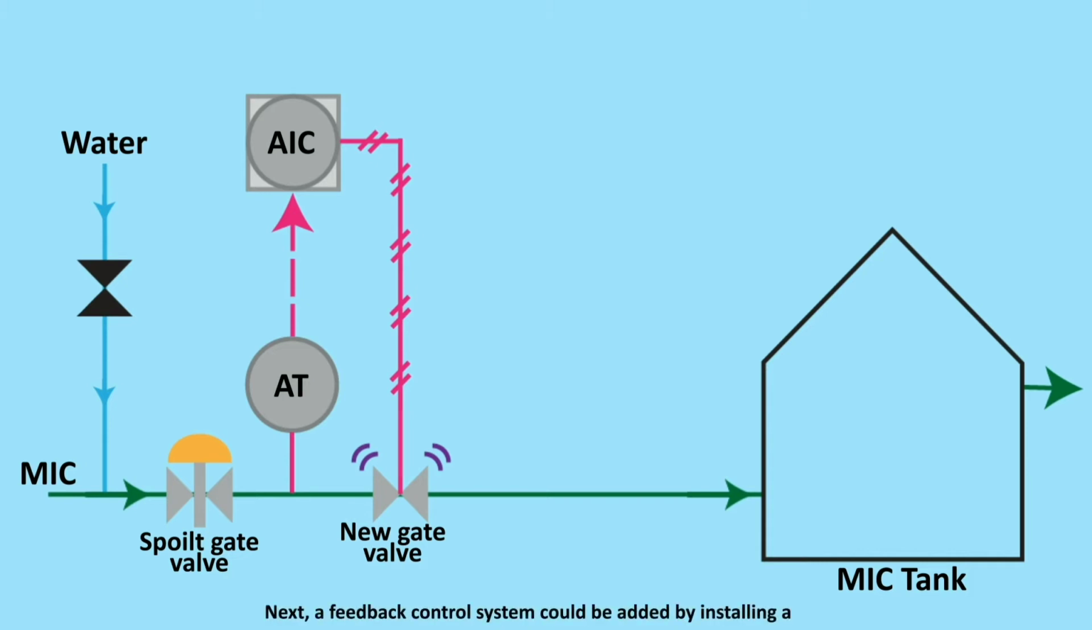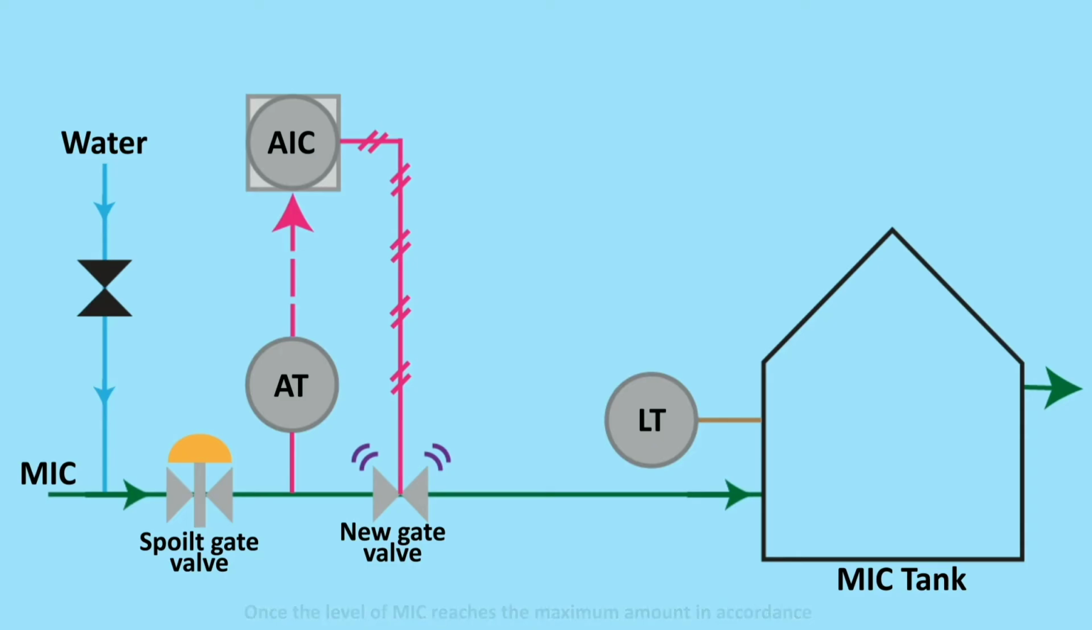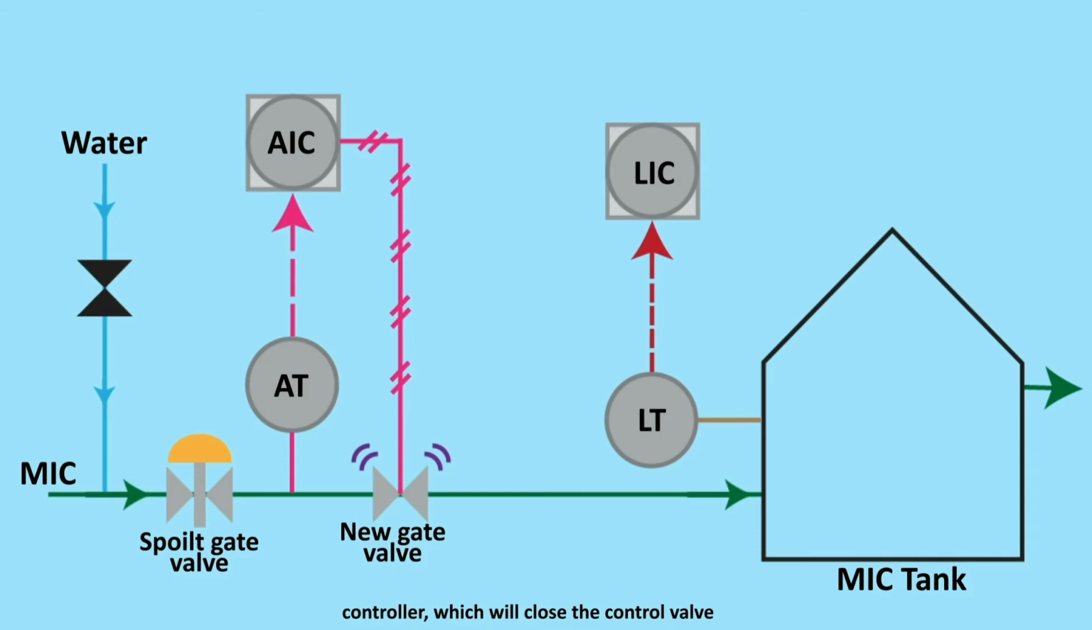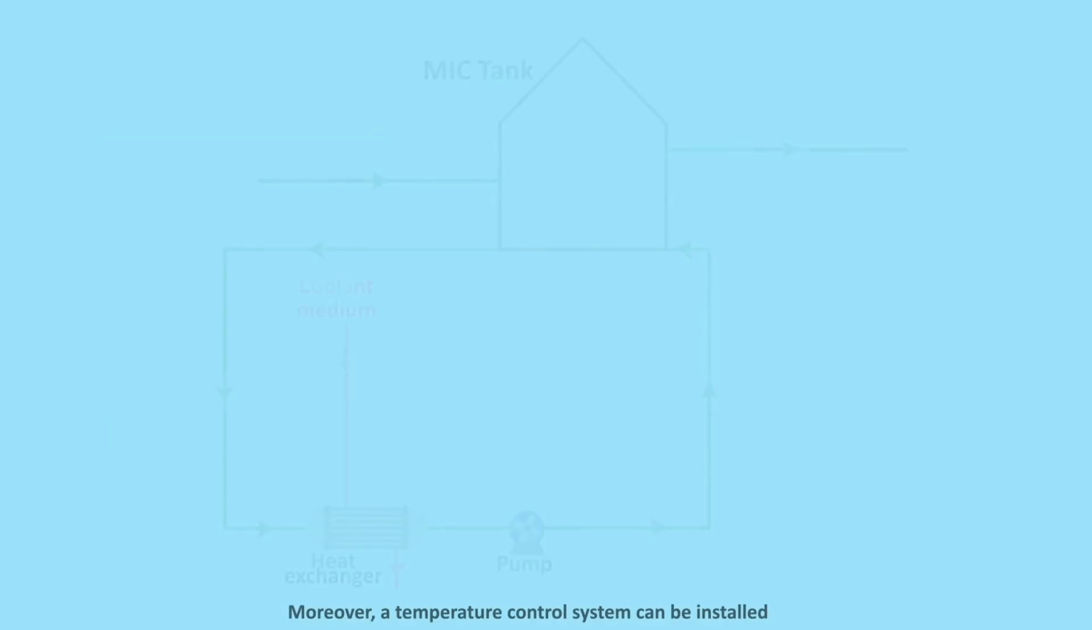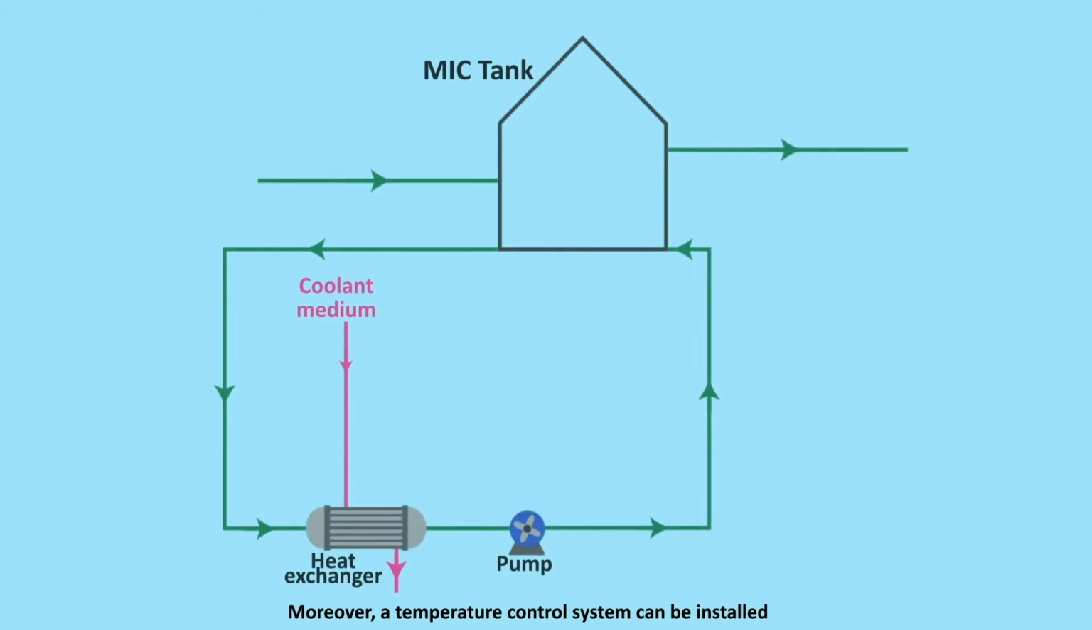Next, a feedback control system could be added by installing a level transmitter to monitor the level of MIC in the tank. Once the level of MIC reaches the maximum amount in accordance with safety regulations, the transmitter will send a signal to the level controller, which will close the control valve at the inlet of the storage tank to prevent further flow of MIC into the tank. So if any undesired reactions were to occur, the implications would be less serious as the amount of MIC present will be lower.